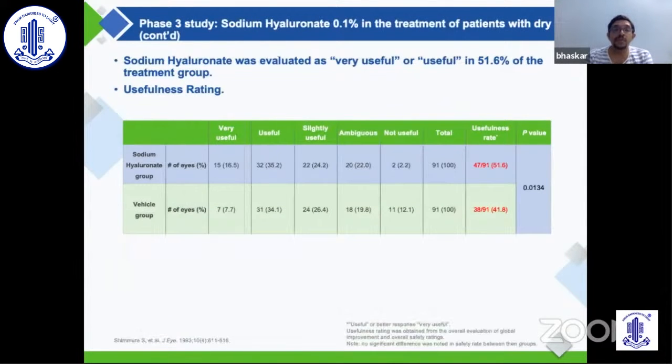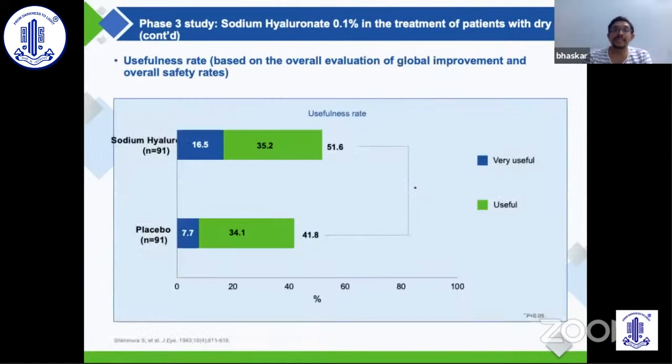So when you look at sodium hyaluronate versus the vehicle group, almost about 50% of the eyes which received sodium hyaluronate showed that the patient said that they felt it was useful or very useful as compared to their pre-drop phase. When you look, and this is just another graphical representation of the same data.